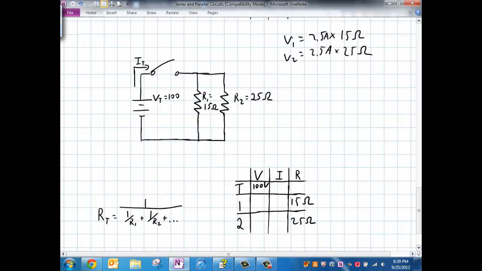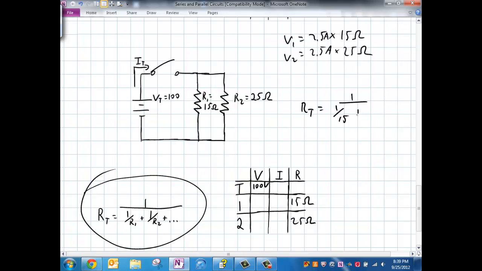I need to find RT first. Now RT, resistance total, in a parallel circuit is found like this. RT equals 1 over R1 plus 1 over R2 plus as many resistors as you have. In this case, it's only 2, so it would look a bit different in the end. So my RT in the actual equation would look like this: 1 over 15 plus 1 over 25.